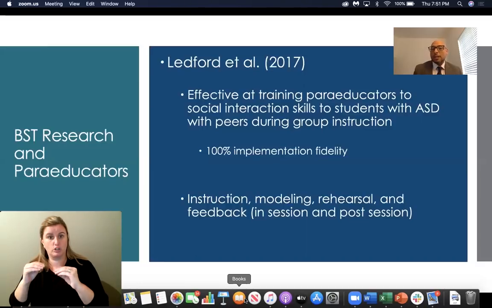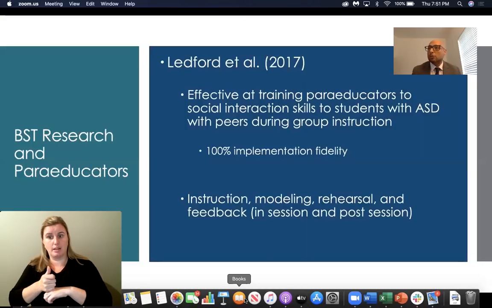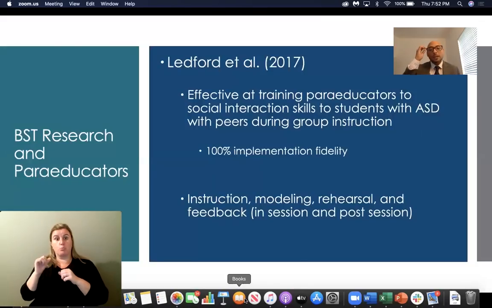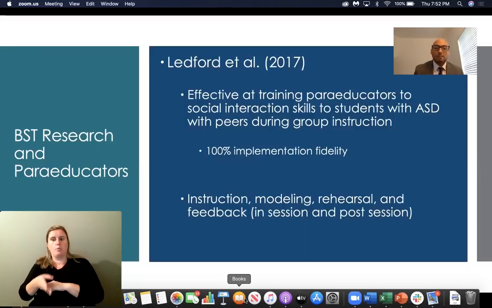Following this training, paraeducators included in this study were able to implement procedures selected for training with 100% implementation fidelity. Specifically in this study, the researchers used instructions, modeling, skill rehearsal, and feedback, with performance feedback actually being delivered in session, immediately following performances, and also post-session feedback.